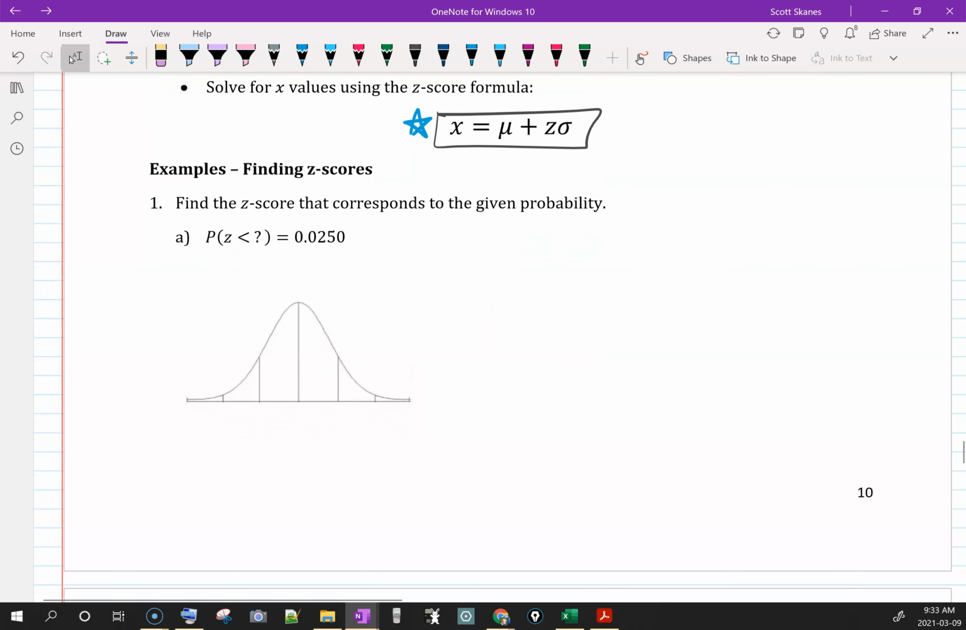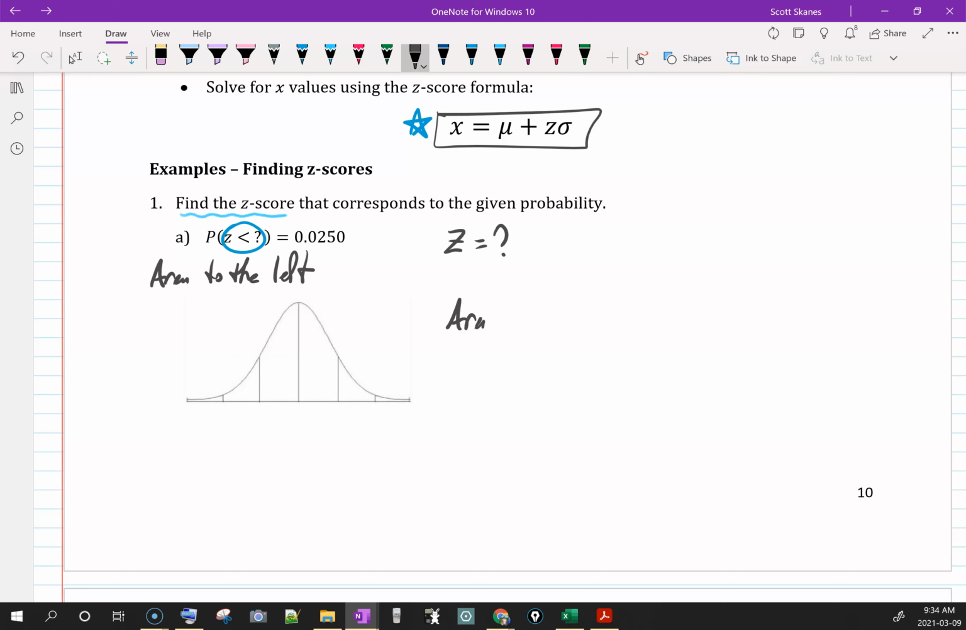So, examples. Finding z-score. Find the z-score that corresponds to the given probability. There's a lot going on here. It might be a little confusing to understand what this means. What it means is we want the area to the left of a certain z-score. Now, let's be very clear. We're looking for the z-score. We don't have a z-score, so a lot of students make the mistake of putting this in as a z-score. It's not a z-score. It's the probability of a piece of data lying beneath that point.